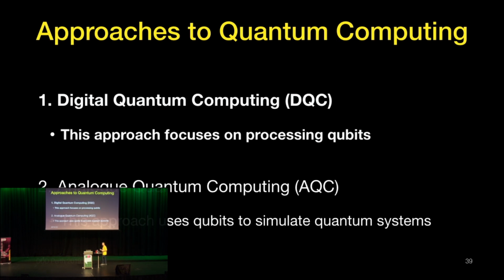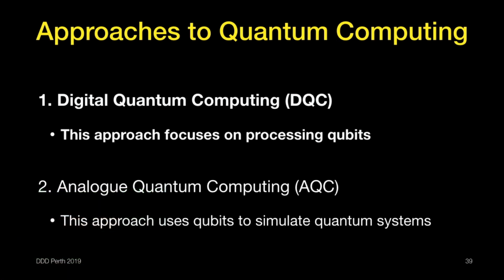So the approaches to quantum computing, there's 2 approaches. We're pretty early stage still. One I call digital quantum computing. It's analogous to digital classical computing, and one I call analog quantum computing. It's analogous to analog classical computing.